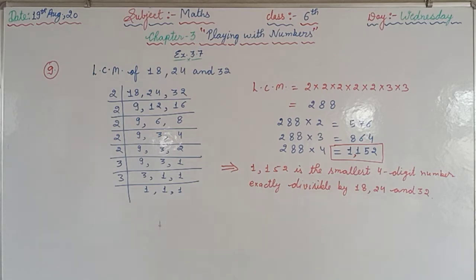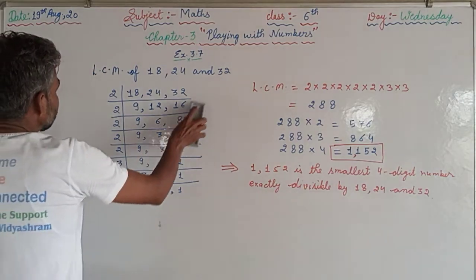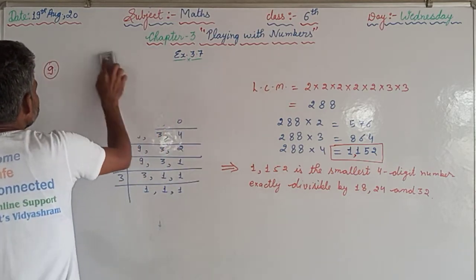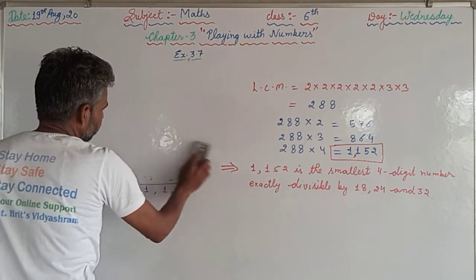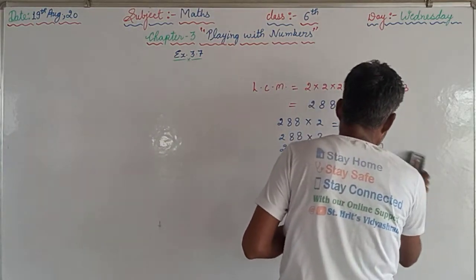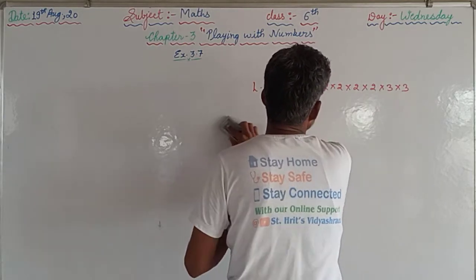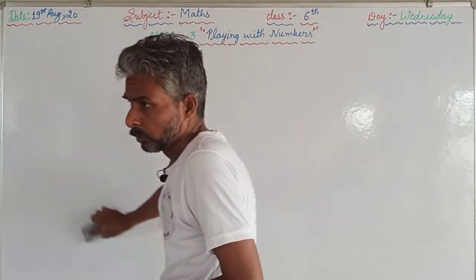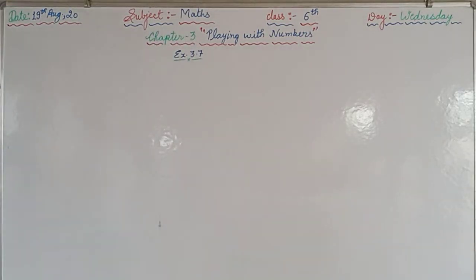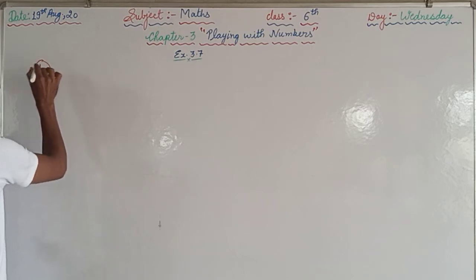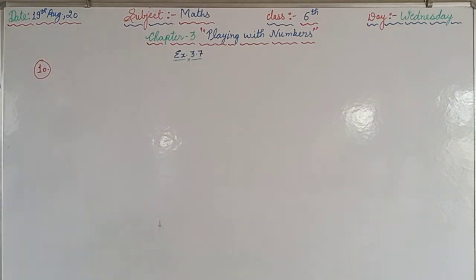At the same time, as I am rubbing the board, you are supposed to go through question number 10. You should read that question carefully. So question number 10 is: find the LCM of the following numbers.